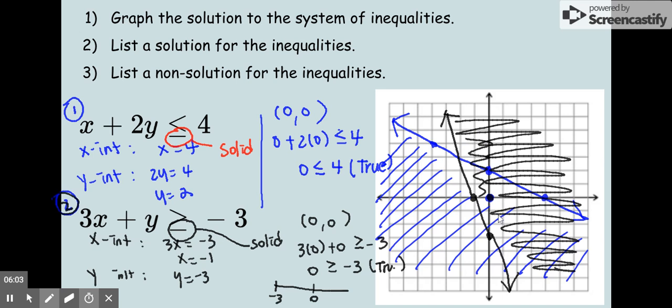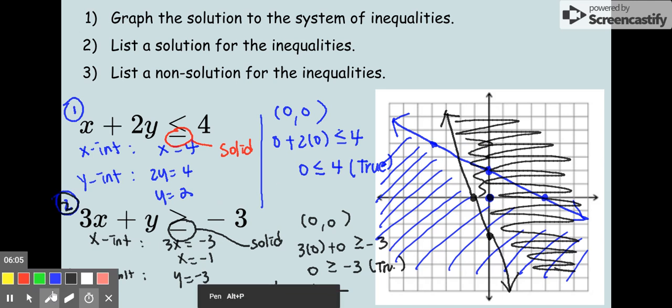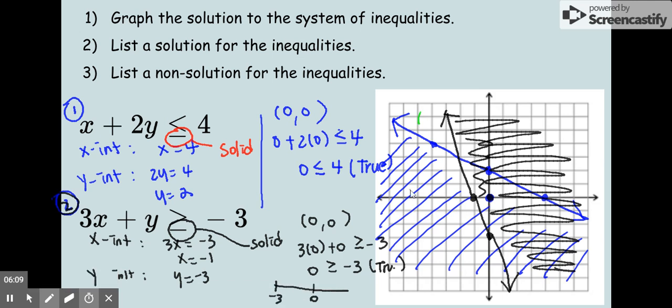Okay, so which part is shaded twice? We have 4 regions, 1, 2, 3, and 4. Region 1 is not shaded at all, 2 is only shaded once, 3 is only shaded once. So 4 is the answer. This area is shaded twice, so that is going to be the answer.